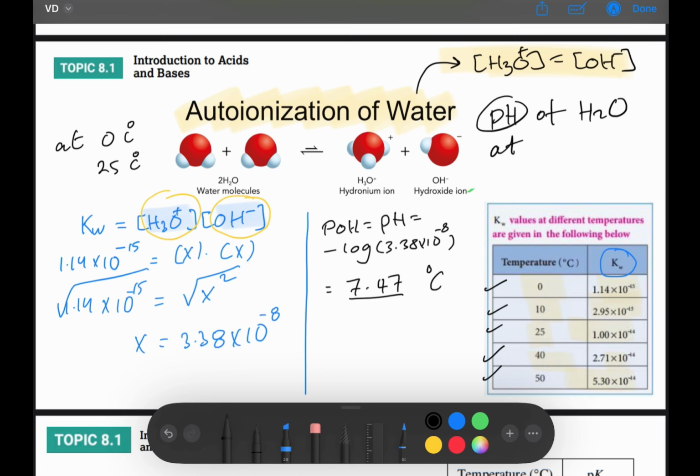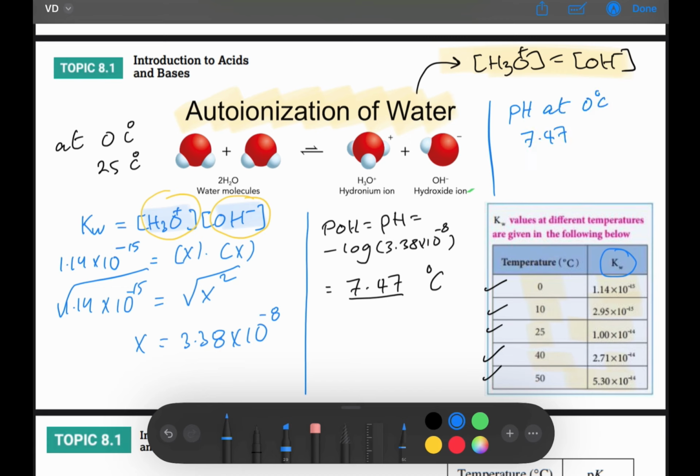All right, so we have to write this note in here because we want to compare it with the value after calculating the pH at 25 degrees. Okay, so the pH at 0 degrees Celsius is equal to 7.47.